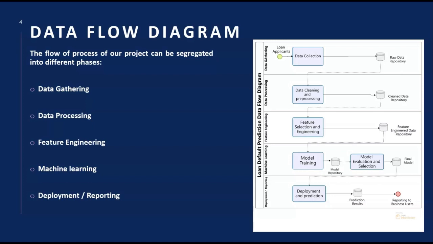Then the prepared dataset is used to train machine learning models. The trained models are stored in a model repository. The trained models are then evaluated based on performance metrics and the best performing model is selected as the final model. The final model is deployed to make predictions on new data. The prediction results are stored for further use. The prediction results are then reported to business users for decision making.